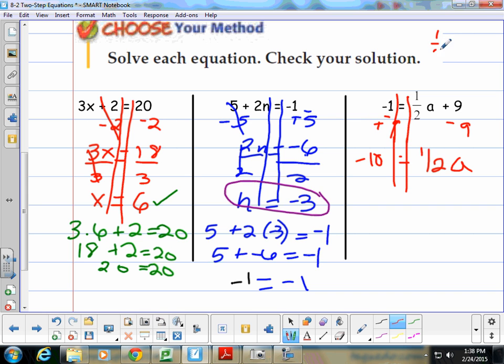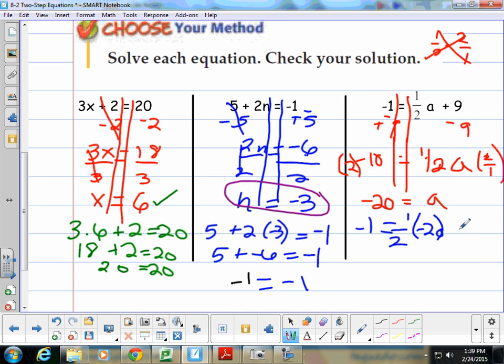1/2, notice, remember, 1/2 times 2, half of 2, happens to just be 1. So we cross cancel. We do the same thing on the other side, multiply by 2. So we get negative 20 is equal to a. You can double check your work. So we double check and we do -1 is equal to 1/2 times -20 plus 9. So we get -1 is equal to -10 plus 9. -1 is equal to -1. So our solution sure is right.